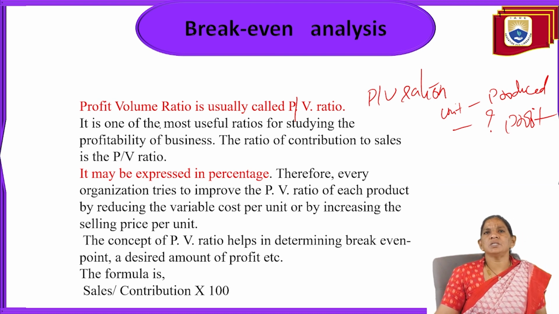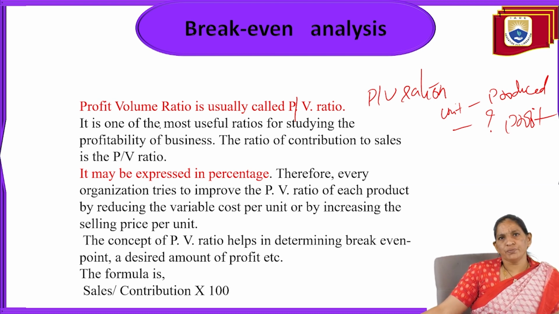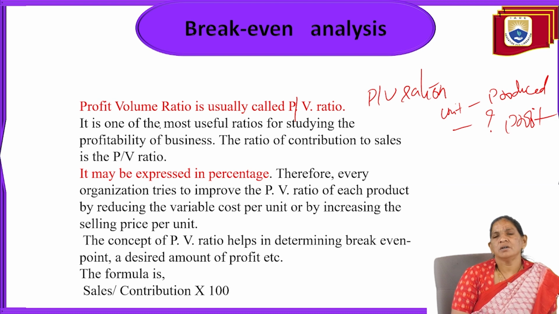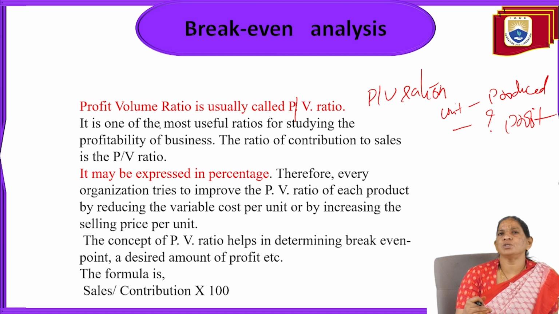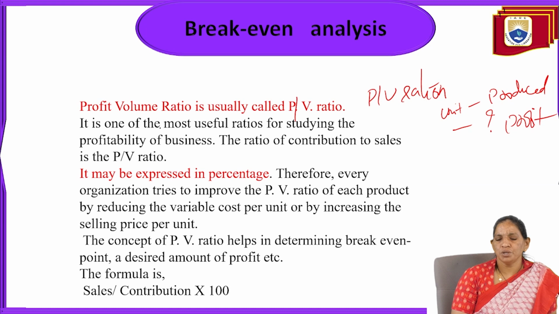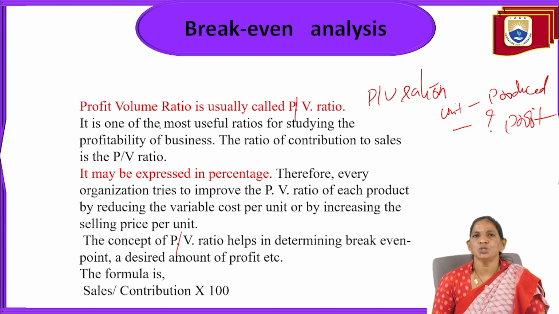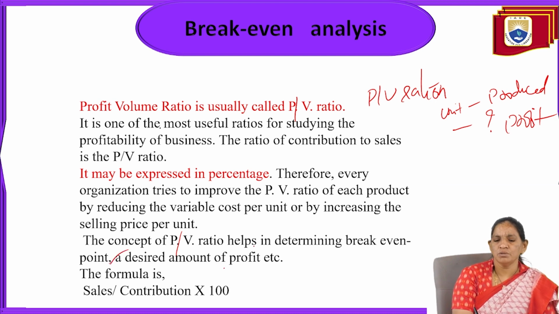The ratio tells us the profitability of the business, that is, contribution to sales. Contribution to sales is known as the PV ratio, which gives an improvement in the total production where a reduction of cost is possible by increasing the selling price per unit. So this PV ratio helps us in the determination of break even and also desired profits.